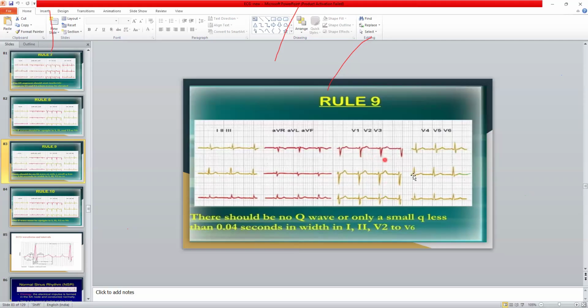You can see here the Q waves. See, Q waves are not at all seen in V4. It is also not seen here. Here you can see a small Q wave.